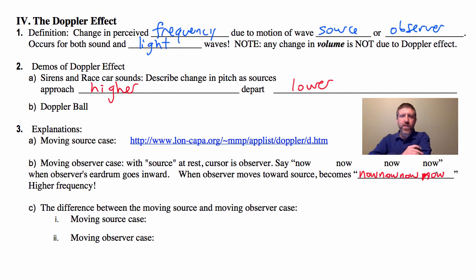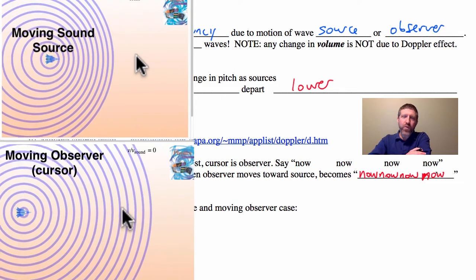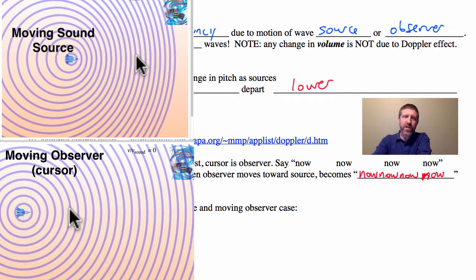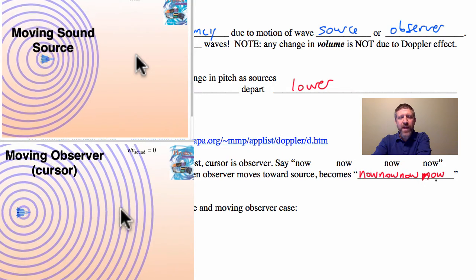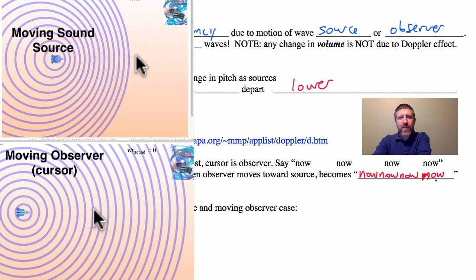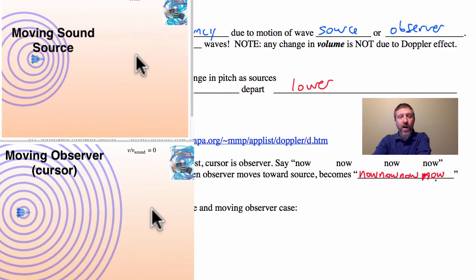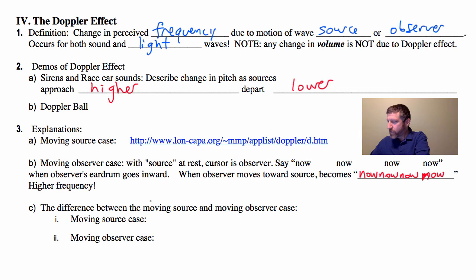There is a difference, though. What is the difference between the moving source case and the moving observer case? In which one of those does the wavelength actually change? Let's look back at that one more time. In which one does the wavelength actually change? Notice that in the moving source case, the wavelength does get shorter or longer. The distance between the compressions actually changes. So in the moving source case, the wavelength actually changes.